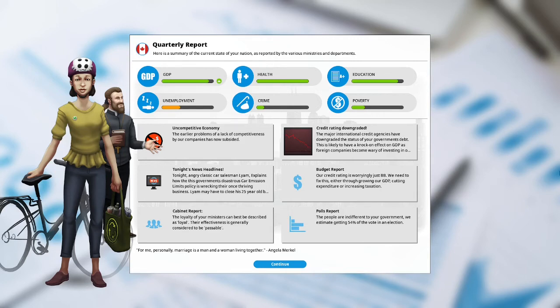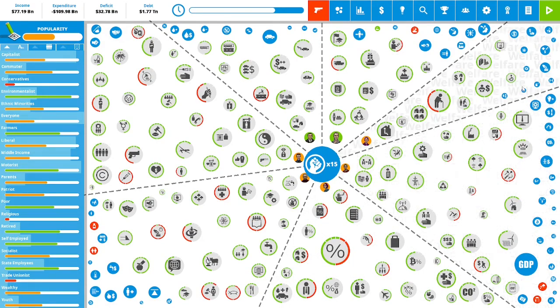Cabinet loyalty. The loyalty of your ministers can best be described as loyal. Their effectiveness is generally considered to be passable. Polls report the people are indifferent to your government. We estimate getting 54% of the vote in an election. Let us continue. We have 15 political capital to spend.